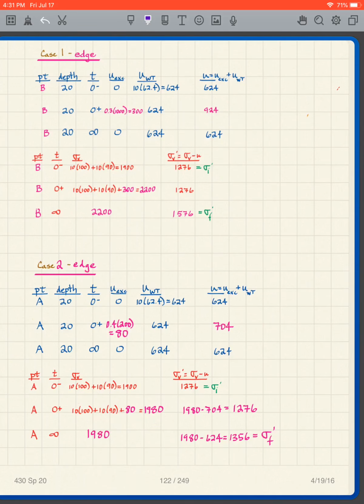And again, once I have my sigma v's, my sigma v prime is simply sigma v minus u. Taking the columns I've already done, I find that that's 1276, the same in each column. And then I've got a sigma prime f of 1576 there and 1356 there. So at this stage, the important numbers are my sigma prime I, my sigma prime f, and my sigma prime p, which we computed last time. Those three numbers.